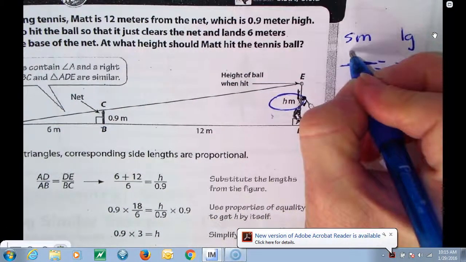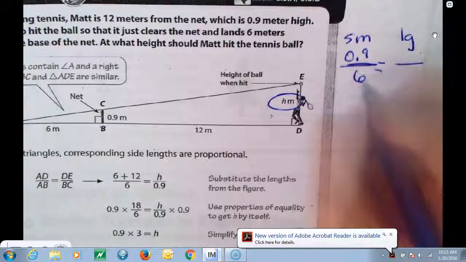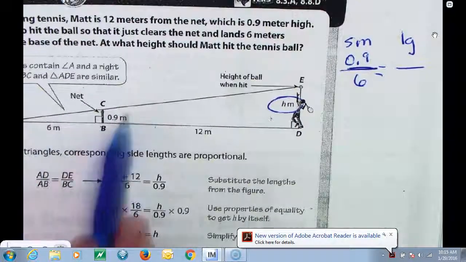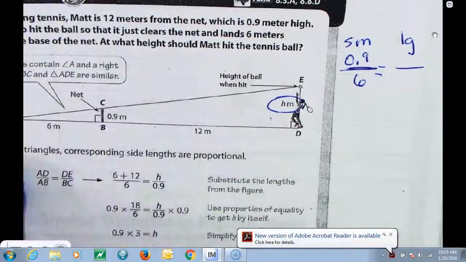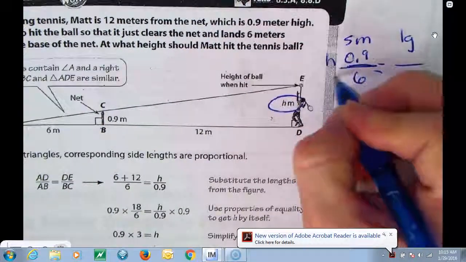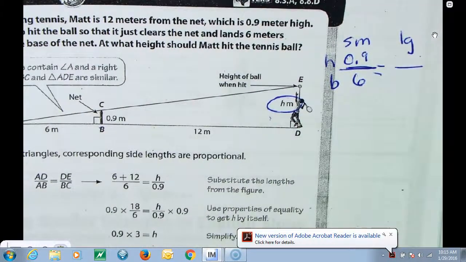6 meters. 6 over 0.9. Okay, and you know what? I'm going to put 0.9 over 6 just because that's the way I see it right there. 0.9 on top of 6. So wait a minute. 0.9 is the height. 6 is the base. Good. Now look at the large one.